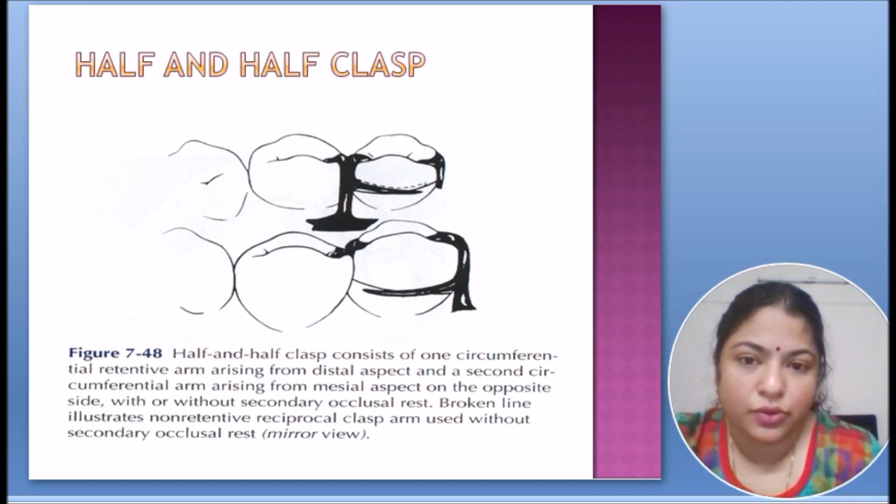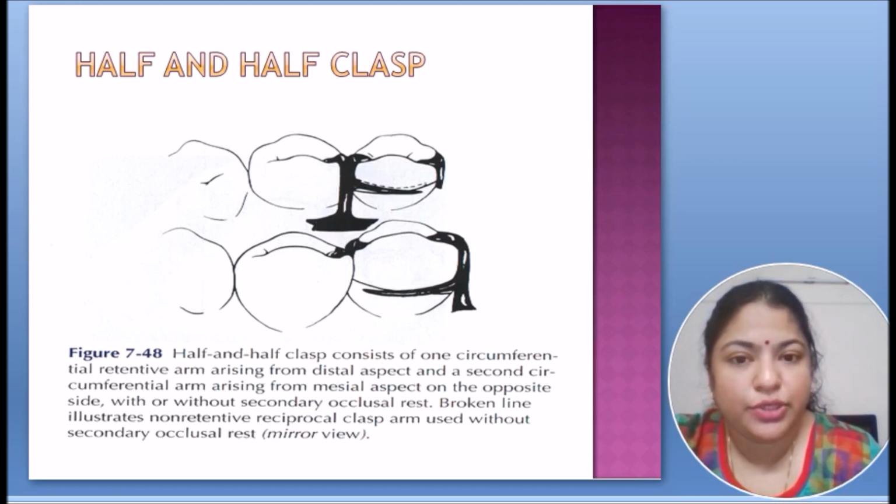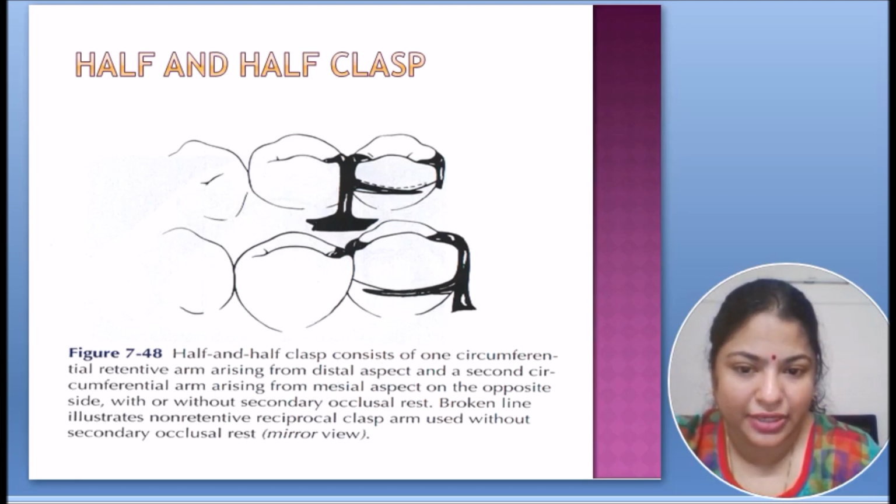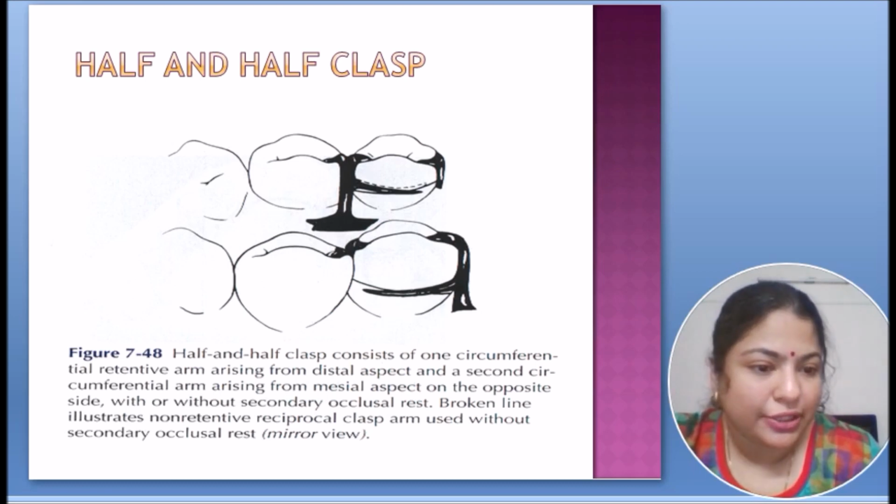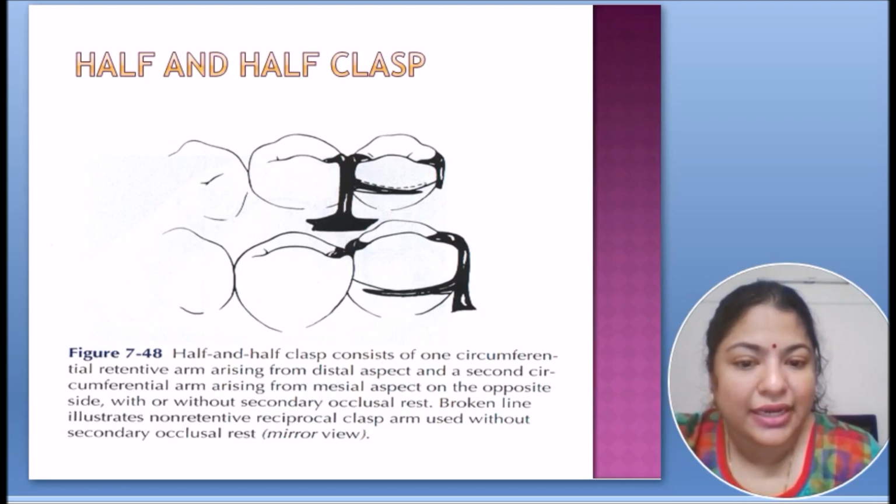Another design, contrary to the embrasure clasp, is the half and half clasp. A half and half clasp consists of two circumferential clasps facing each other. So there is one circumferential retentive arm arising from the distal aspect and a second circumferential arm arising from the mesial aspect on the opposite side.